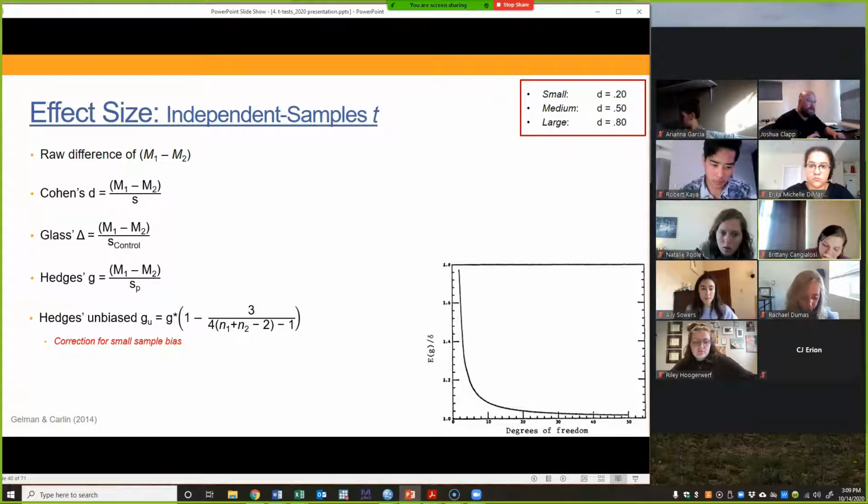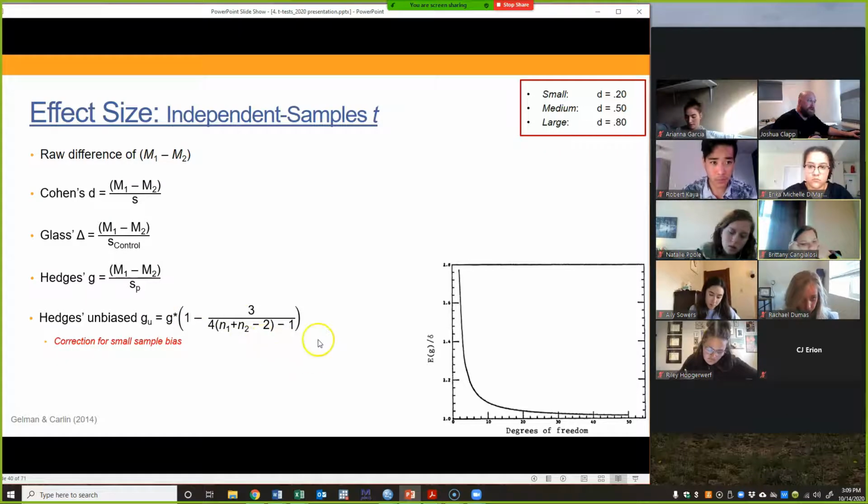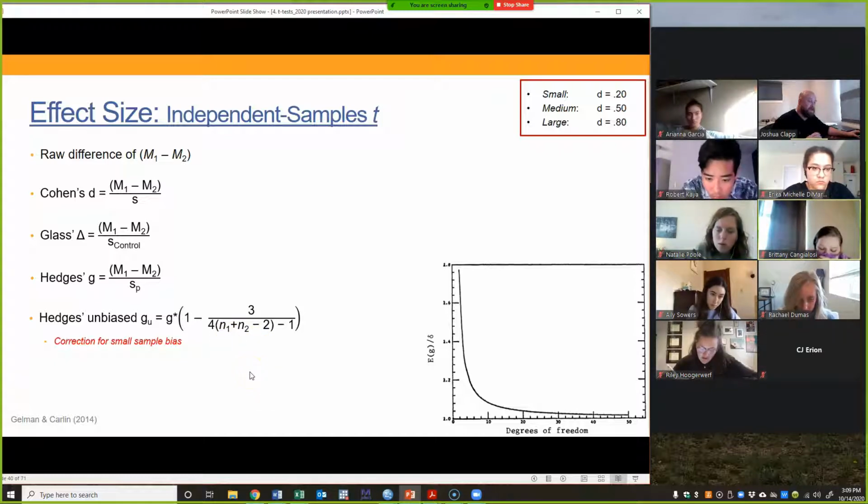What we get is a correction for small sample bias. Okay, so what we're doing here is taking our Hedges G and multiplying it by a correction factor. The correction factor is calculated as 1 minus 3 over 4 times sample 1 plus sample 2 minus 2, minus 1. Make sure your order of operations is correct here, otherwise you're going to trip up. But if we take a look at this carefully, Erica, what happens to the correction factor as my samples start to get increasingly large?